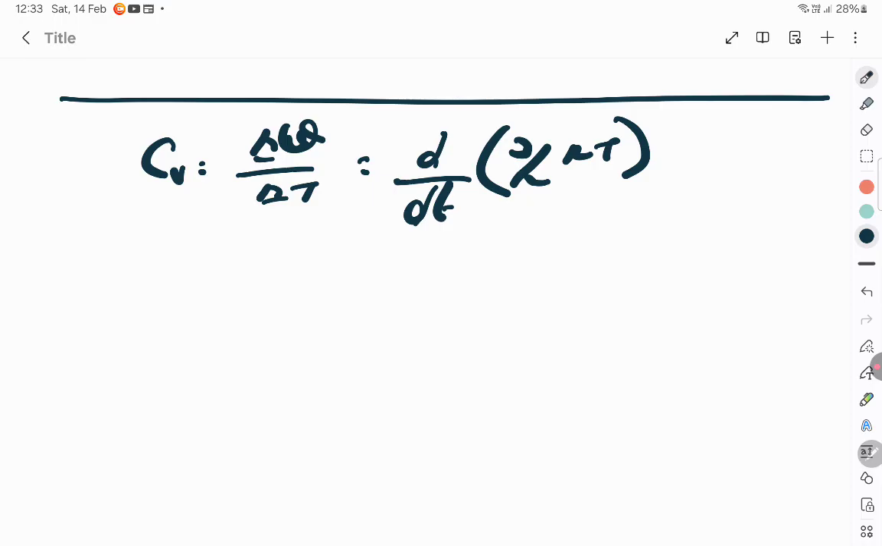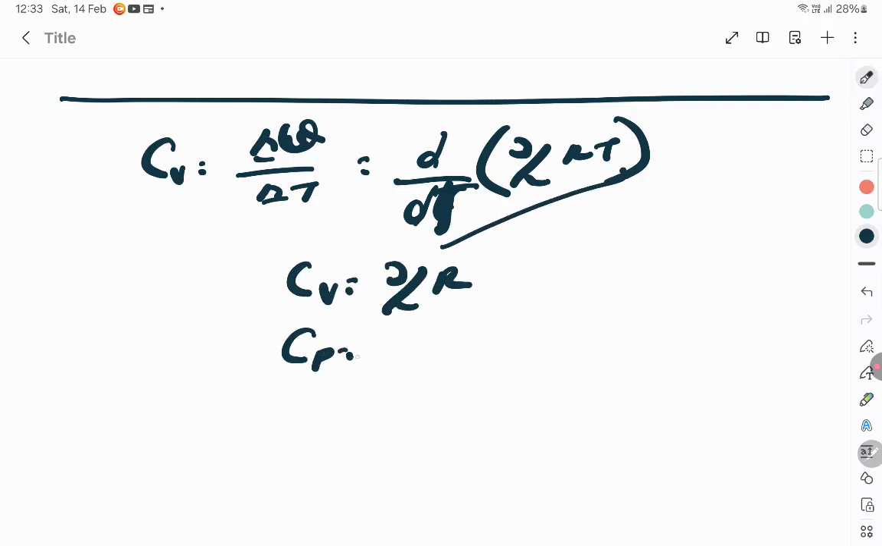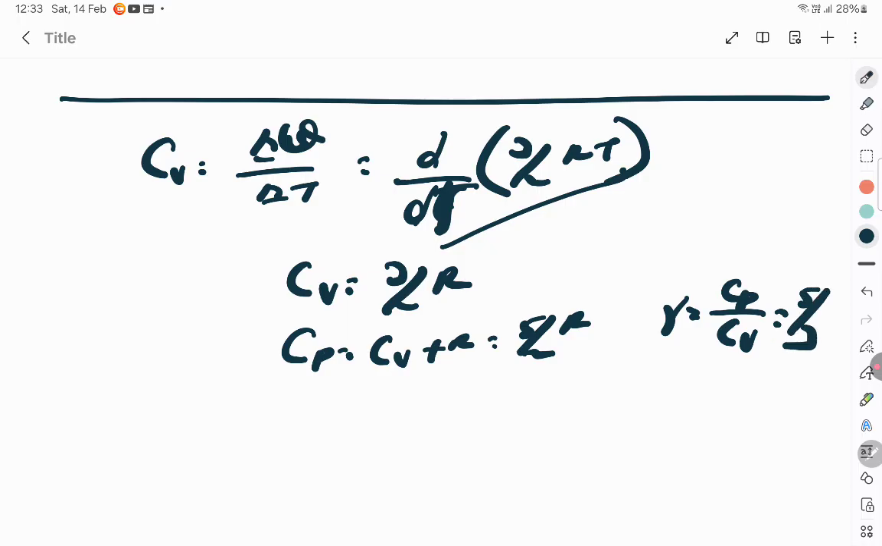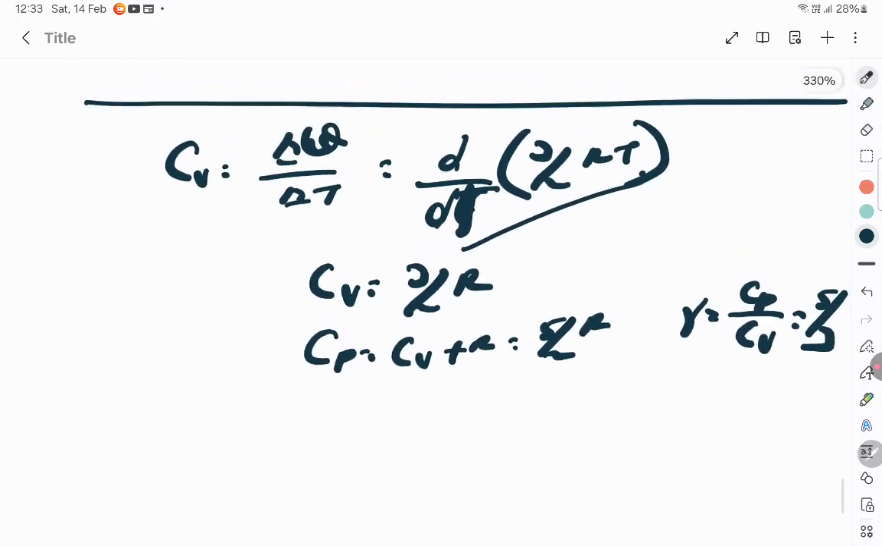kBT is for a molecule, RT is for 1 mole. So differentiated, this is capital T, dT by dT will become 1. So 3 by 2 R is Cv. And if you want Cp, it is Cv plus R, so it's 5 by 2 R. So gamma is Cp by Cv, which will result in 5 by 3. This is for monoatomic.